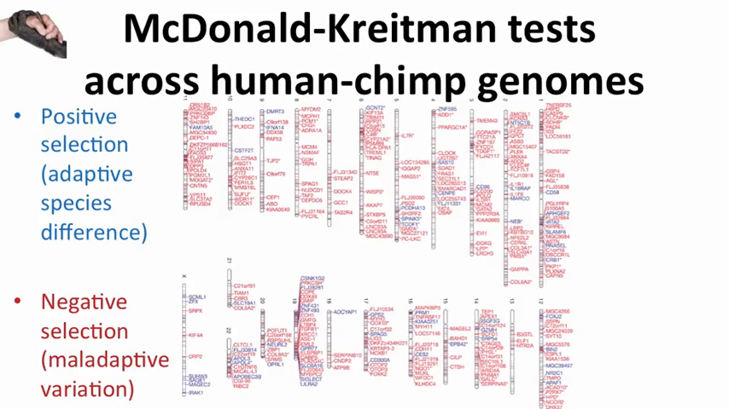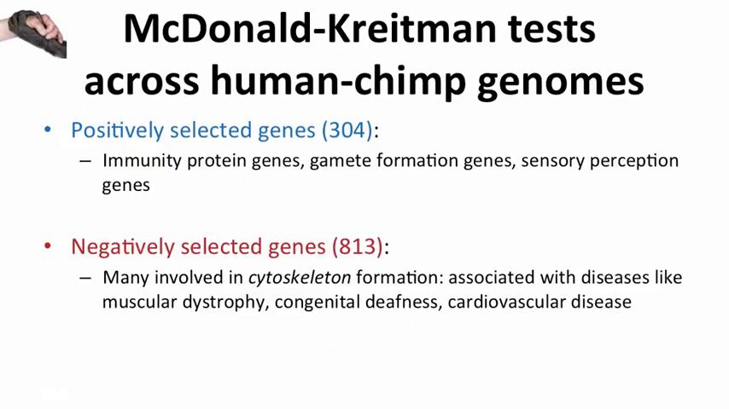So instead of just looking at this figure, let me give you some of the numbers. The positively selected genes from that particular study I was just showing you, there are about 304. Again, what are they associated with? Same sorts of things as the high dN/dS values: immunity protein genes, gamete formation ones, also some for sensory perception. In terms of negatively selected ones, many of these are involved in cytoskeletal formation, and they're often associated with diseases like muscular dystrophy, cardiovascular disease, etc.